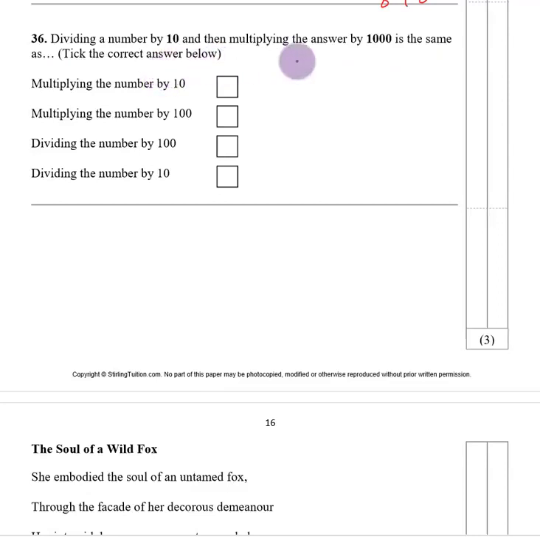Now, this looks tricky, but it's actually really straightforward. So you just write down what you've been given. So you're dividing by 10. I'm just going to write that down. Divide by 10. And then you've got multiply by 1,000. Again, just write that down.